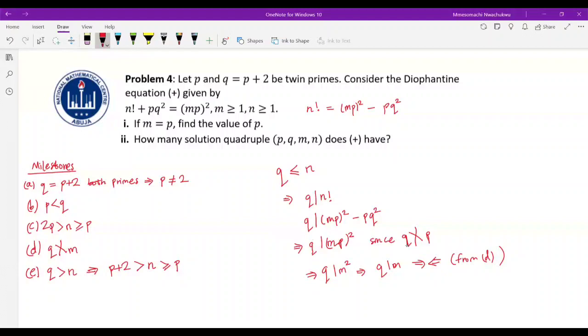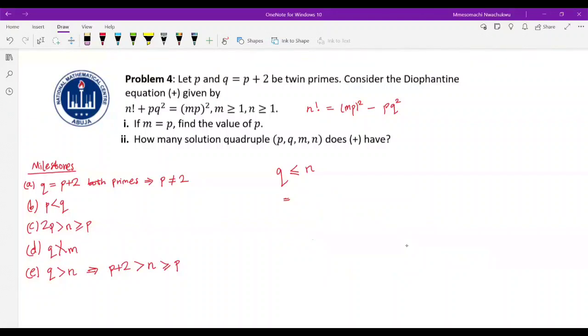So what does this imply? It means that we'll consider some cases. So now we've broken down our work into some cases. If N is in between P and Q, that is, N can take the values P and P plus 1 only. So this implies that N is a member of the set {P, P plus 1}.